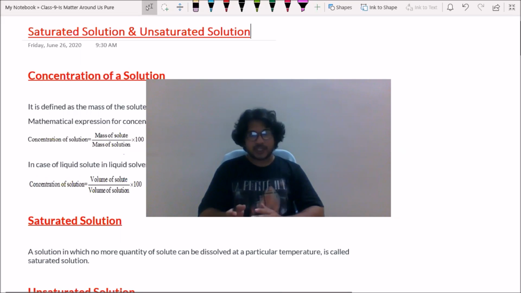We have saturated and unsaturated solutions. We are going to see the difference between saturated and unsaturated, and we are going to see types of solutions. There are mainly three types of solutions: true solution, suspension solution, and colloidal solution. We are going to learn about these three types of solutions.